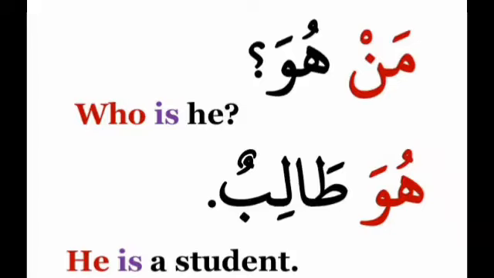من هو؟ Who is he? هو طالب. He is a student. Remember, huwa means he in Arabic. Talib is student. The English verb "is" doesn't exist in the Arabic language. So man huwa, who is he? Man, who, and huwa means he. I hope you understand.